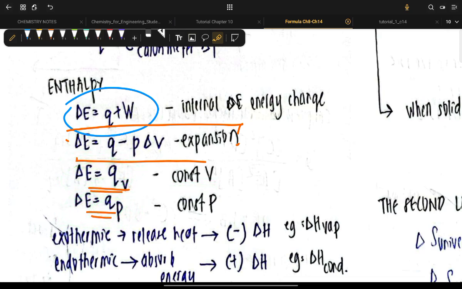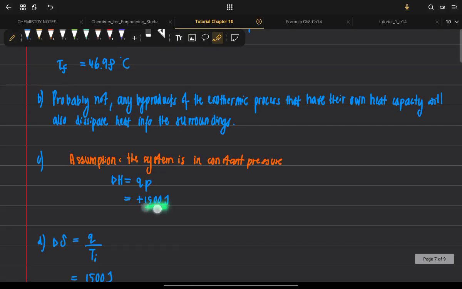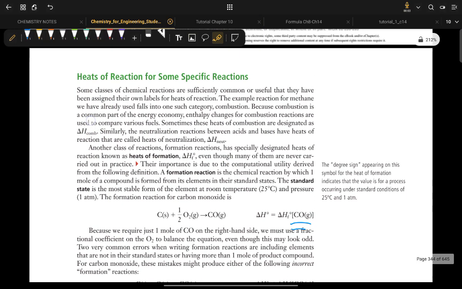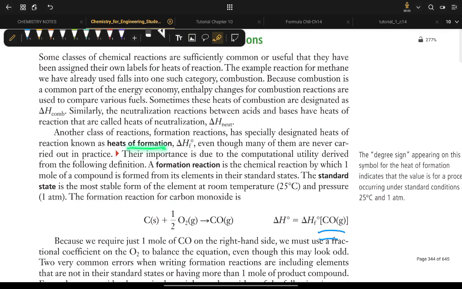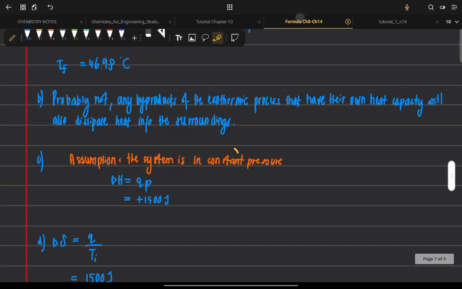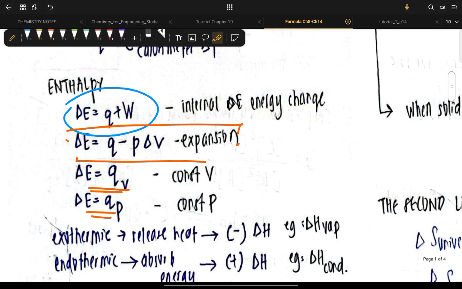QP is the heat we got earlier, which is positive 1500 joule. I just realised why it's positive. When reading the engineering book again, it says formation, so the process might be positive because the heat of formation is positive. Maybe. I just assume that because the system is at constant pressure, so there is no negative here, so it will be positive.